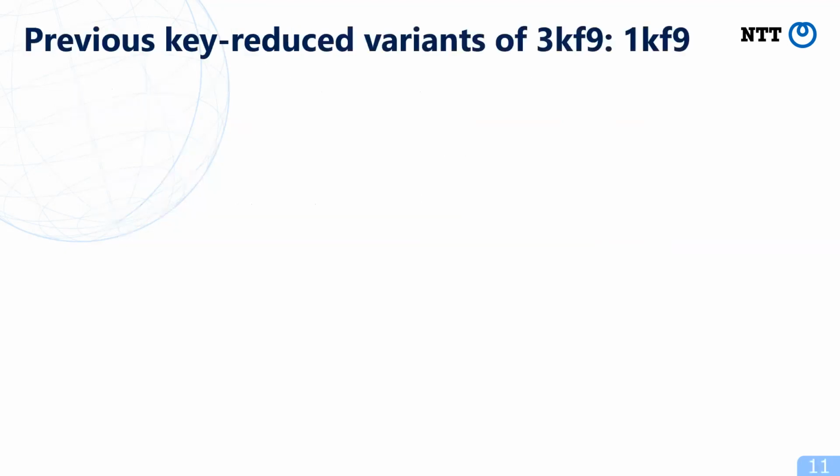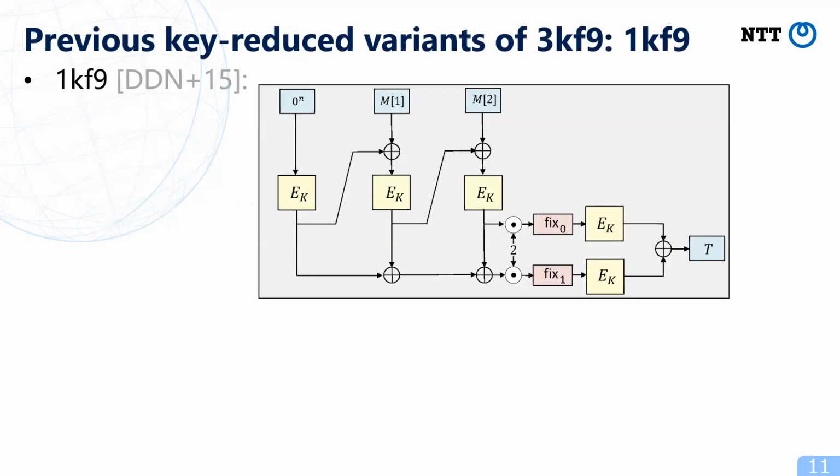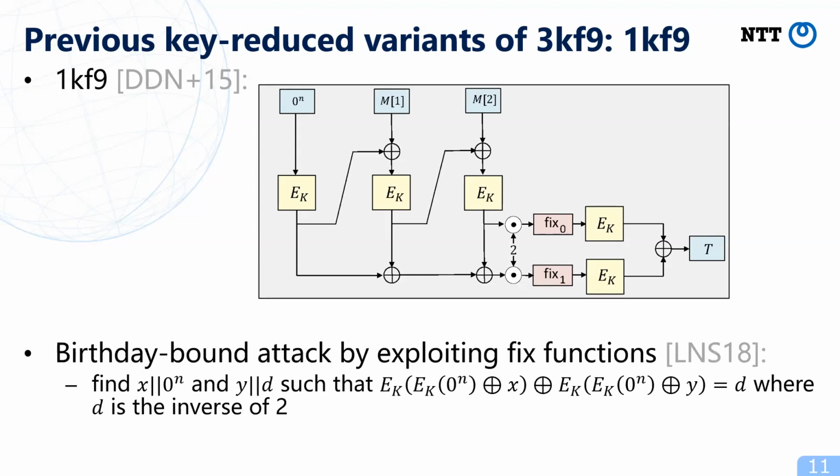So has it been done before? Well, it's been tried before. The first try was 1KF9, this one, with a field multiplication, and the fix function where we just fix the last bits to 0 or 1. So that creates the domain separation. The proof of this was never completed, and later we actually found a birthday-bound attack. That shows that this construction is actually not beyond-birthday-bound secure.